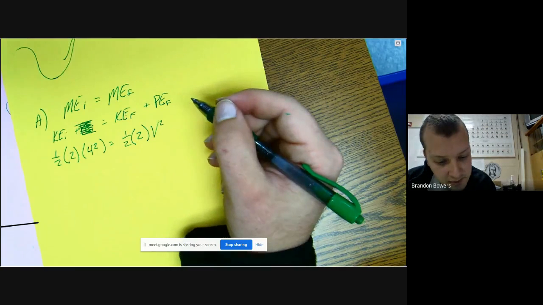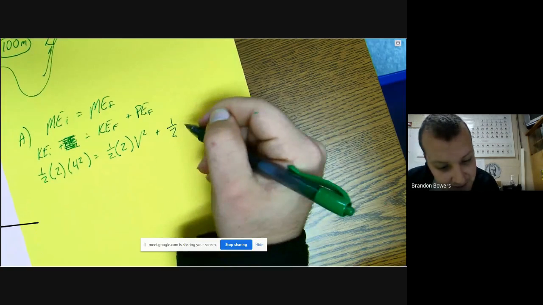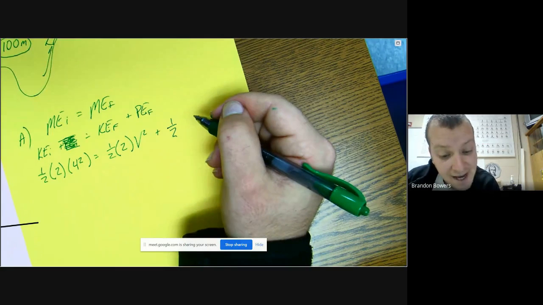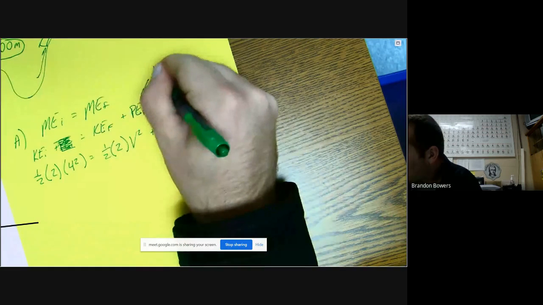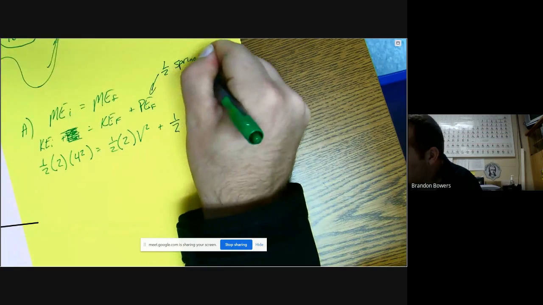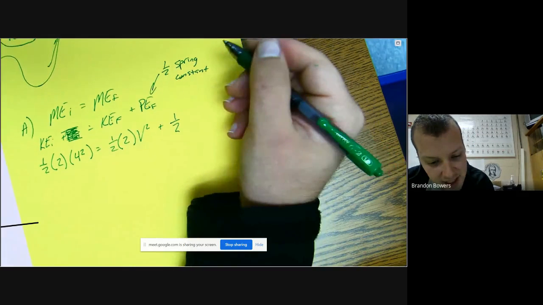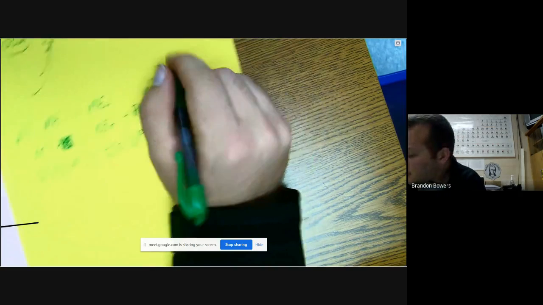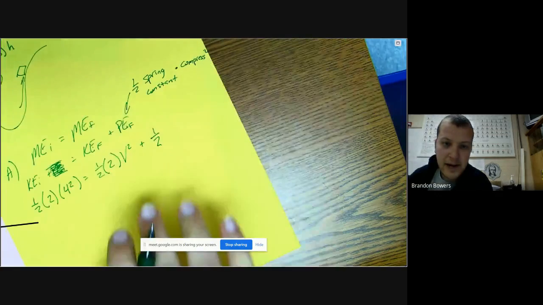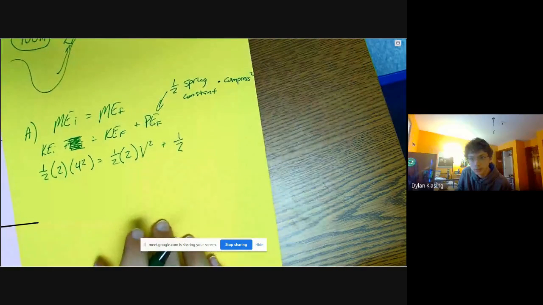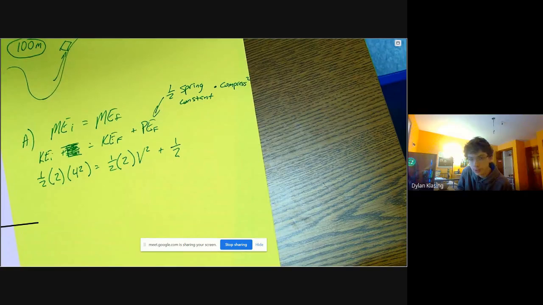So the compression is actually going to be half the spring constant, and then that's going to be multiplied by the compressed distance squared. Is that the force? Yeah, theoretically. So compressed squared would be just 1 squared?